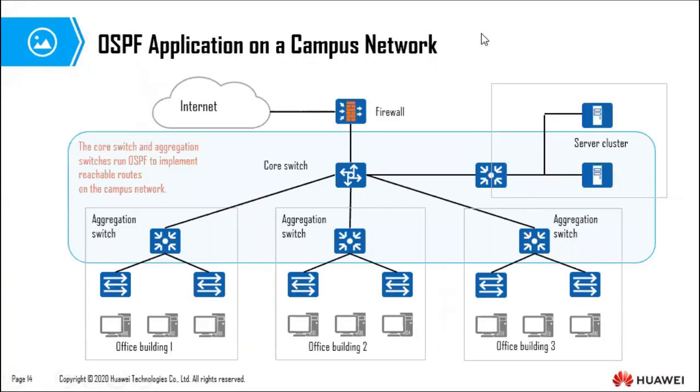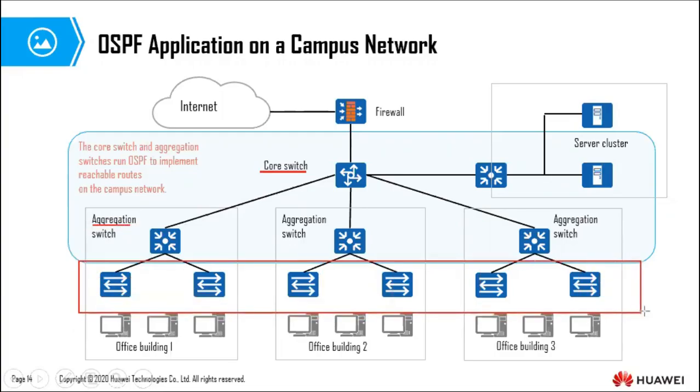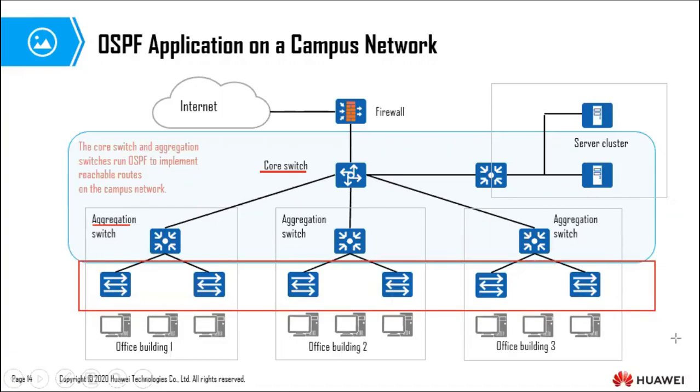Okay, so this is what I was telling you. Where do you configure OSPF in your campus network? So we have the core layer. We have the aggregation, so here we are using a switch. We have a core switch. Then we have the aggregation layer where we have the aggregation switch, layer 3. And of course, we have the access layer down here.